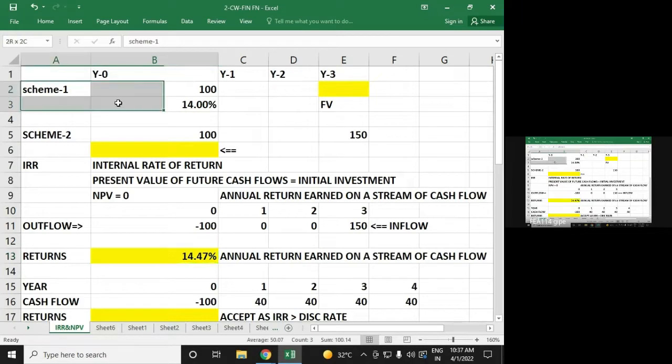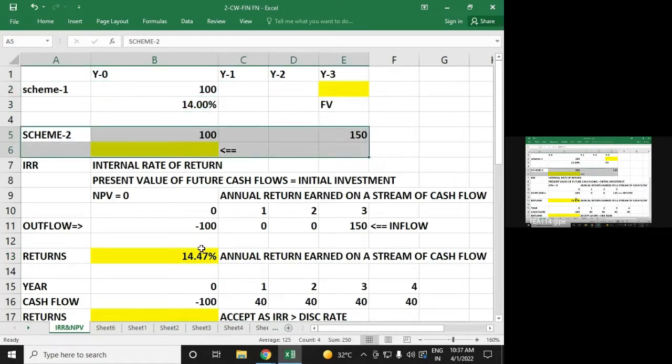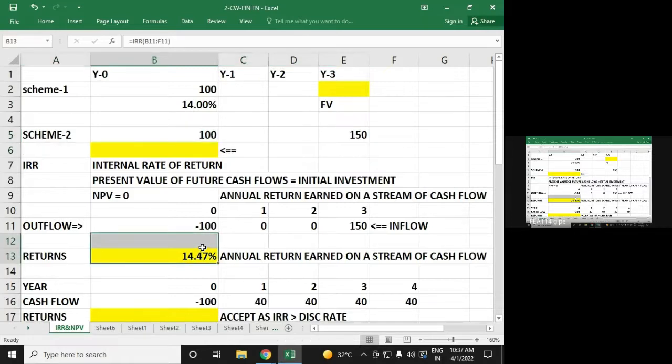So scheme 1 was giving you 14% return and scheme 2 is giving you 14.47%. Obviously scheme 2 is better, okay. So that way we can decide. So IRR will remain your pivotal decision making tool. As long as IRR is more than my opportunity cost, decision will be accept the investment. If no, then reject the investment. If my IRR is less than my opportunity cost, then there is no point in investing in that particular.